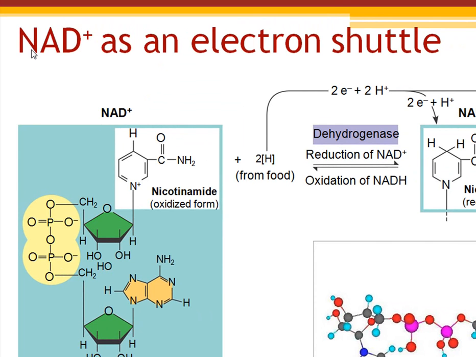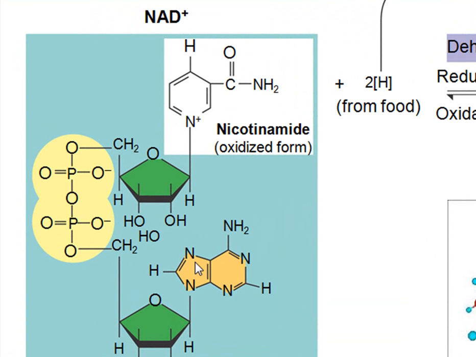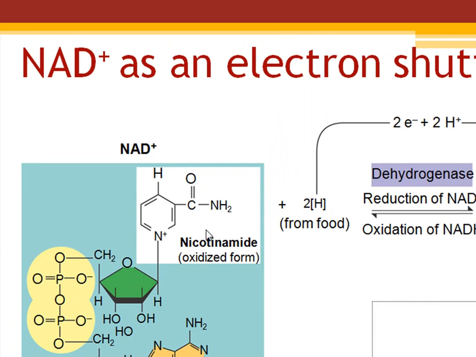Nicotinamide adenine dinucleotide has an adenine nucleotide, just like what we find in RNA, and it has a second nucleotide: a second phosphate, a second 5-carbon sugar, and then another nitrogenous base known as nicotinamide. When it is positively charged, this is the oxidized form of NAD, and so it is referred to as NAD plus, or positively charged.